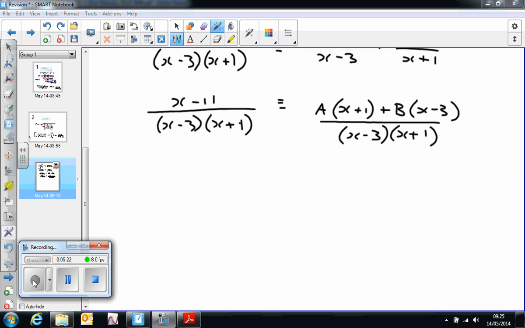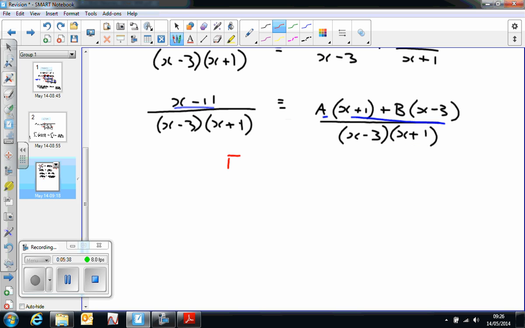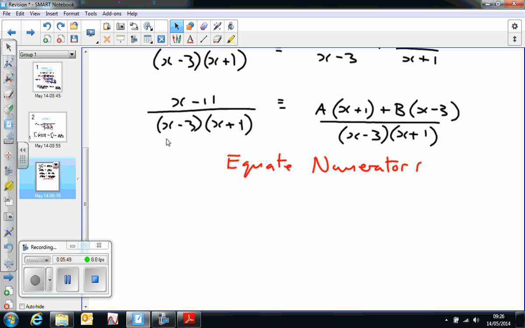We equate numerators. If we look at these two fractions, the denominator is the same on both sides, so if they're equivalent, the tops must also be the same. We equate numerators. And if you're going to be correct about it, you should state that. I'm not going to be that pedantic, but in theory that's what you should do. State what you're going to do.